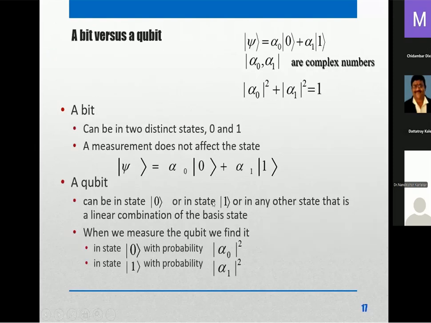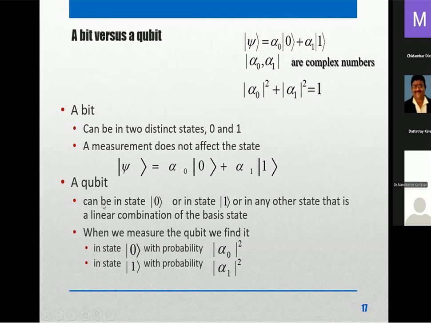I hope you are understanding what I want to pass on. A bit versus a qubit. A bit can be in two distinct states. We already studied this. There is repetition many times to understand and make the fundamentals clear. It can be in two distinct states, 0 or 1. Measurement does not affect the state. If you combine both, it is not going to affect the result.